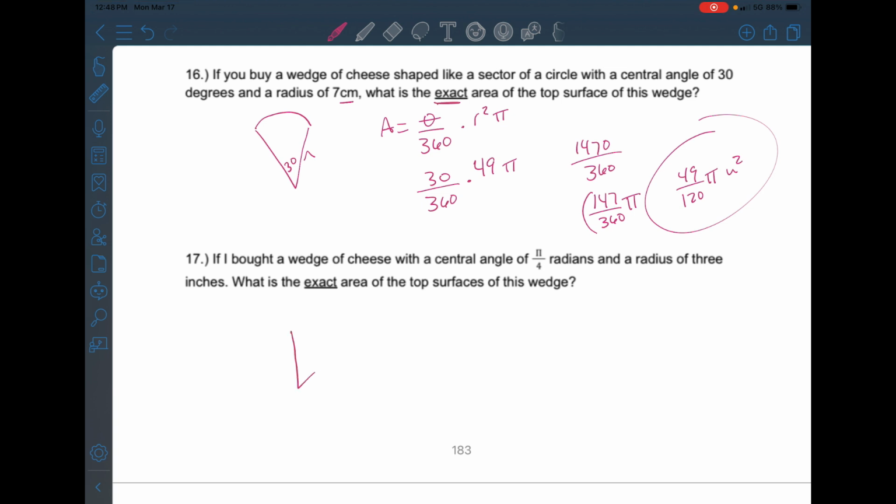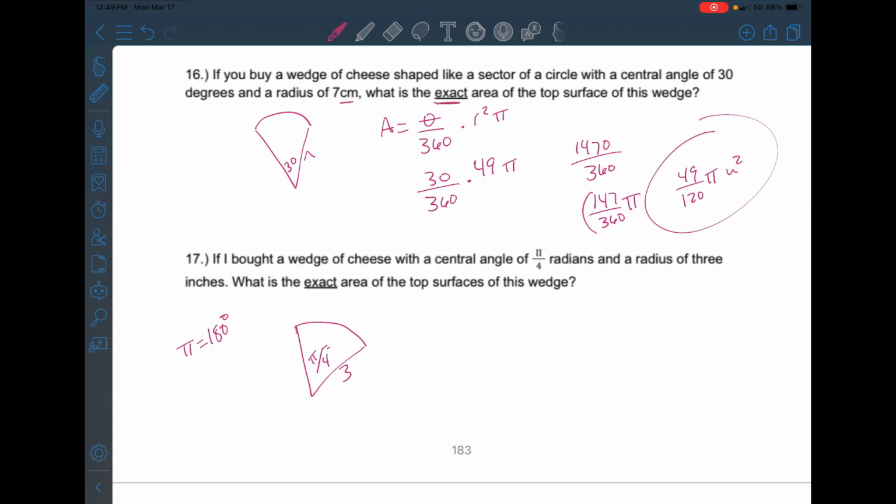We're doing radians now. So instead of degrees, we have radians, and a radius of 3 inches. What is the exact surface area of the surface area? So if we remember pi over 4, and these are just things that you're going to memorize, but you could figure it out if you have to. So 1/4 of half of the triangle, because we know pi equals 90 degrees, equals 180 degrees. That's half of our triangle. So 1/4 of that, 180 divided by 4, is 45 degrees.